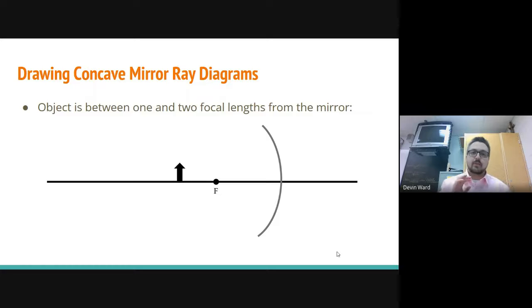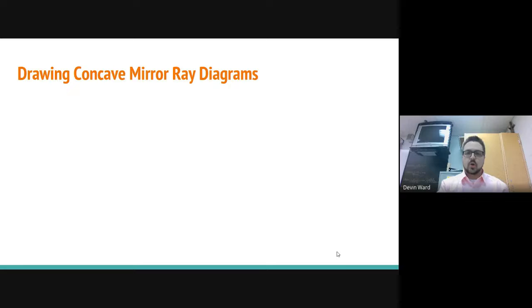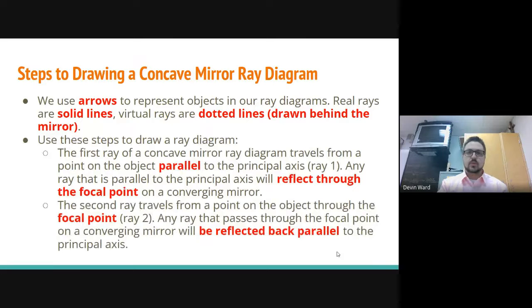But on Tuesday, we left off on concave mirror diagrams. So we drew, those were the steps of drawing them, remember? We're going to do the first ray parallel to the principal axis, then hits the mirror, reflects through the focal point. Second one goes through the focal point, then reflects off of the mirror parallel to the principal axis, and then we draw the image where the rays intersect.